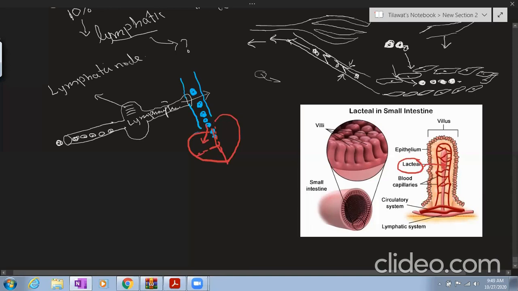Now, we discussed the function of that. The first function is that it helps in filtering of blood, so the lymphatic system has a role in the immune system. Another function is absorption of fat from your body, right?